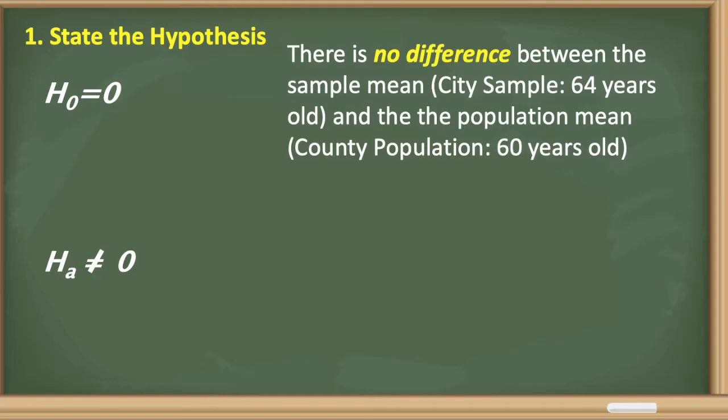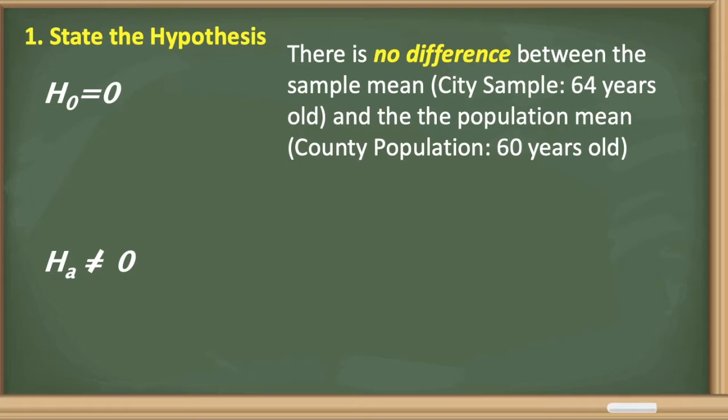Our null hypothesis would say that there is no difference between the sample mean, our city, which is 64 years old, and the population mean, which is 60 years old. Again, our null hypothesis doesn't necessarily represent what we believe to be true. Again, we only use this for statistical purposes. So again, we have the phrase in here that there is no difference.